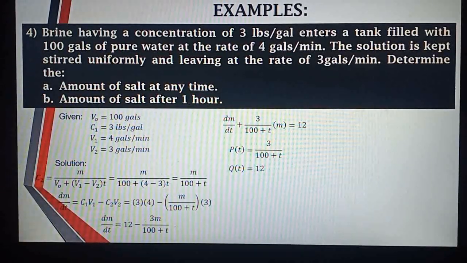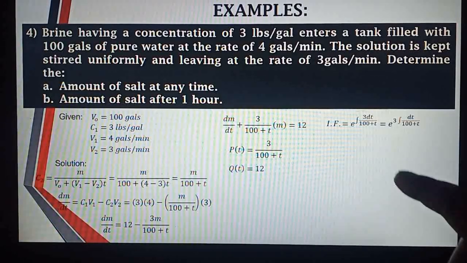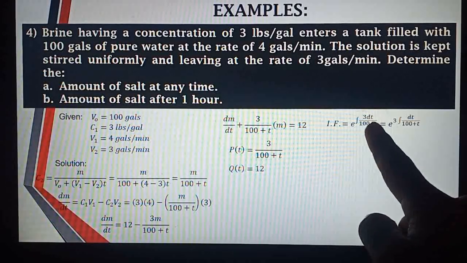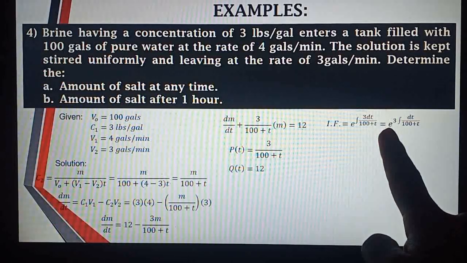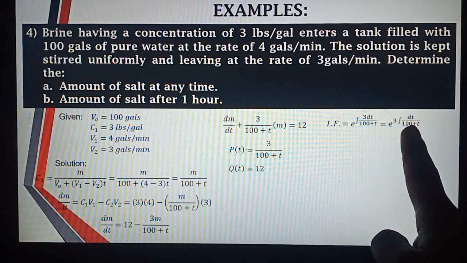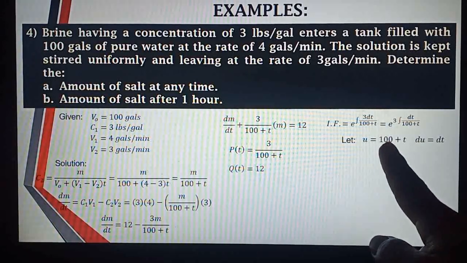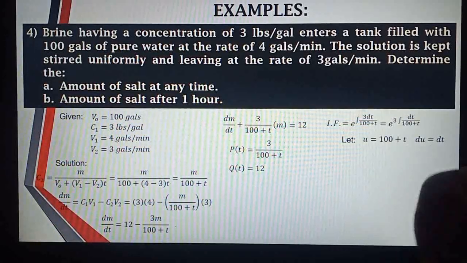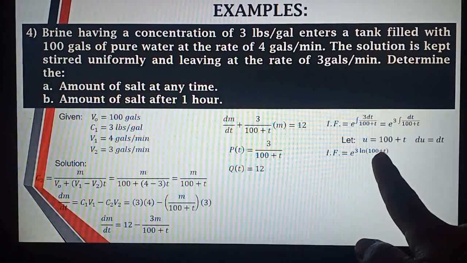Since this is linear, we have to find the integrating factor of the equation. So you will have e raised to the integral of 3 dt over 100 plus t. That is e raised to 3 times the integral of dt over 100 plus t. Let u be 100 plus t, so du is dt. So you will have e raised to 3 ln of 100 plus t.